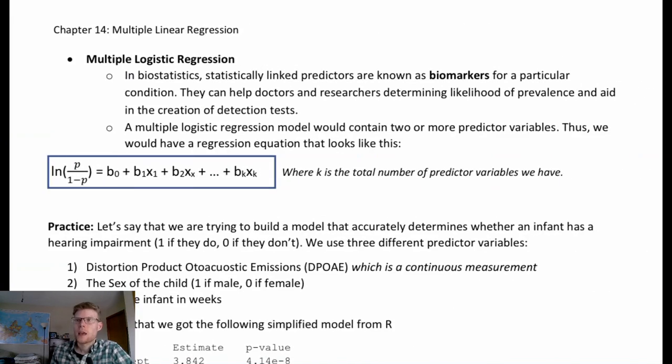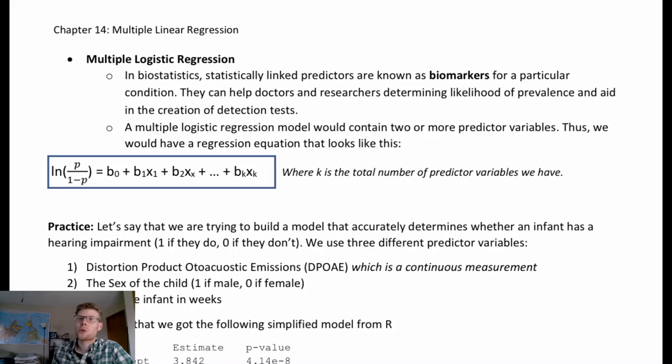Okay. And then I'm just going to make a really quick word here about multiple logistic regression. We can do this with more predictors as well. We're not limited to only having one predictor with logistic regression. We can do this with as many predictors as we want. If we're doing this in the context of biostatistics with medical related conditions, we often call these predictors biomarkers or prognostic indicators sometimes, meaning that they are predictors of a particular condition.